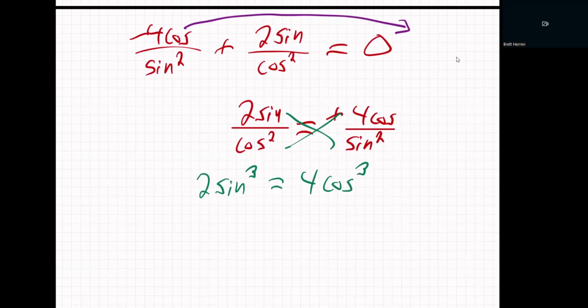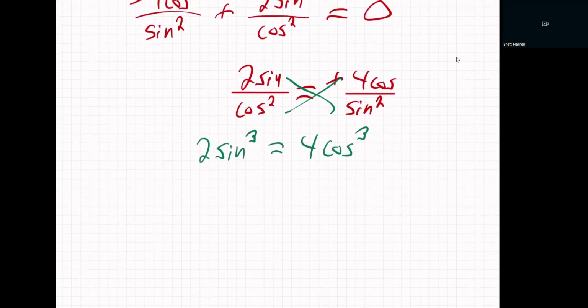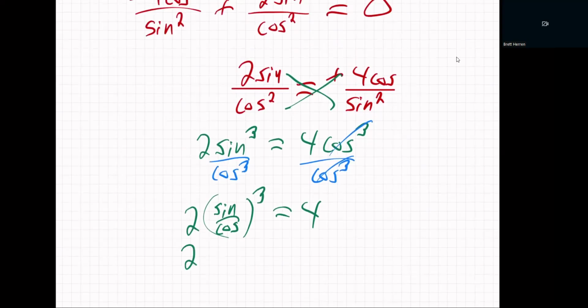Oh, see that? Now, what in the world? You might be thinking, this is getting crazy. Yeah, these are all kind of tricks. Here comes a nice little trick. Watch this. I'm going to divide both sides by cosine cubed. Now, why? Because I know this is sine over cosine whole thing cubed, right? And okay, so what? That's tangent, right?